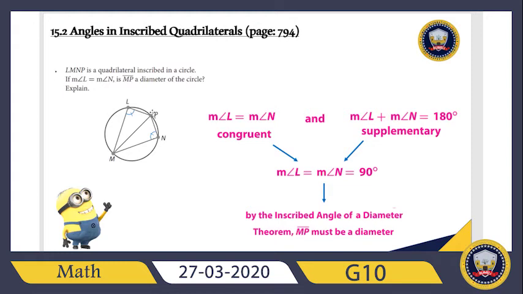Explain. What does the diameter mean? It means the segment MP passes through the center of my circle. Now the question, is this true or not?